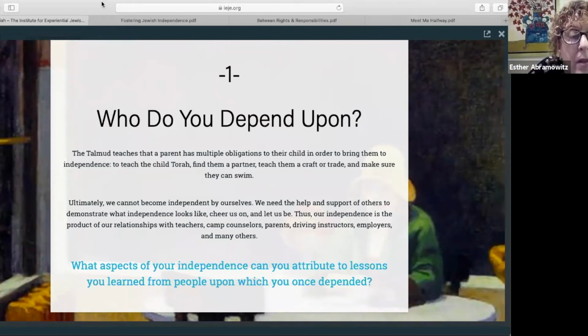Who do you depend upon? The Talmud teaches that a parent has multiple obligations to their child in order to bring them to independence: to teach the child Torah and find them a partner, teach them a craft or a trade, and make sure they can swim. Ultimately, we cannot be independent by ourselves. We need the help and support of others to demonstrate what independence looks like, cheer us on and let us be. Thus, our independence is the product of our relationships with teachers, camp counselors, parents, driving instructors, employees, and many others. What aspects of your independence can you attribute to lessons you learned from people upon whom you once depended?